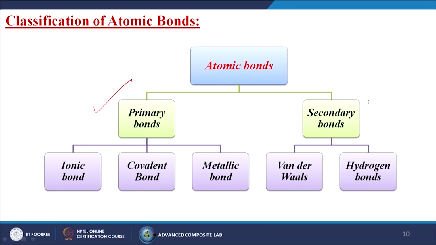Generally, atomic bonds are divided into two parts: one is called primary bonds, another is called secondary bonds. Primary bonds are divided into three parts: ionic bond, covalent bond and metallic bond. Secondary bonds are of two types: one is called van der Waals bonds or interactions, another is called hydrogen bonds.